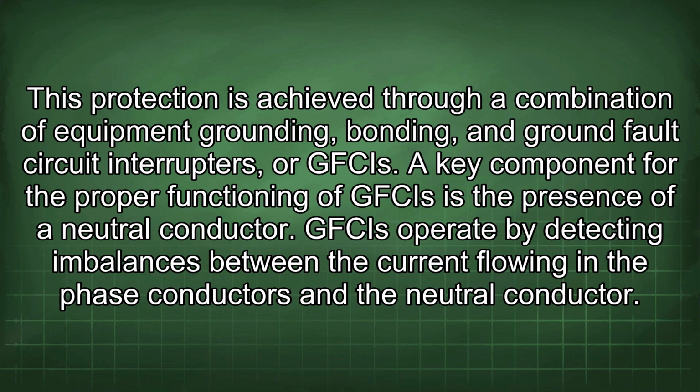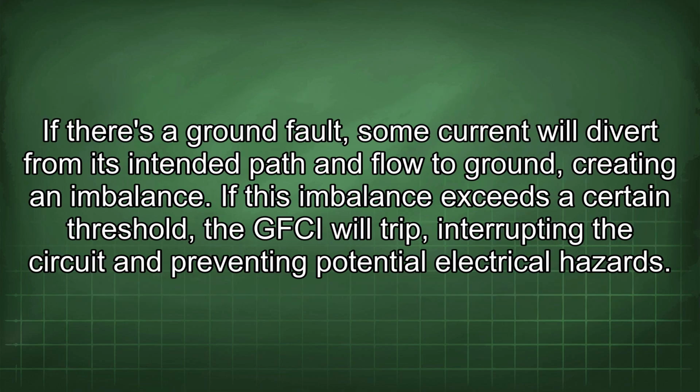The key component for the proper functioning of GFCIs is the presence of a neutral conductor. GFCIs operate by detecting imbalances between the current flowing in the phase conductors and the neutral conductor. If there's a ground fault, some current will divert from its intended path and flow to ground, creating an imbalance. If this imbalance exceeds a certain threshold, the GFCI will trip, interrupting the circuit and preventing potential electrical hazards.